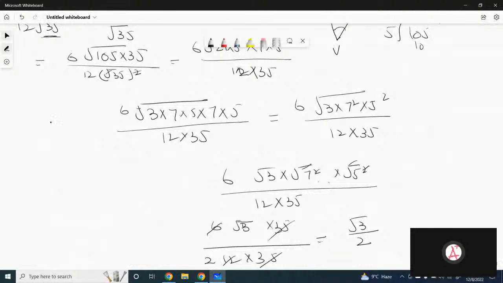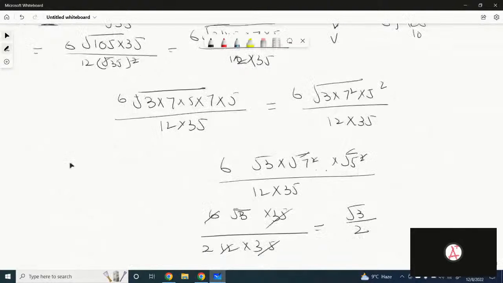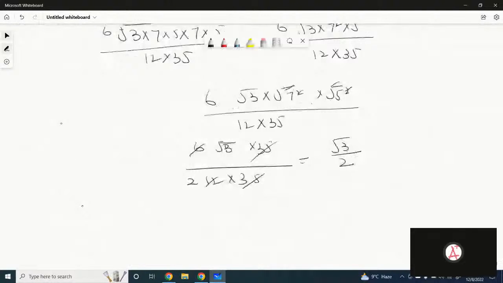I am simplifying them to write the answer in the simplest form. So that means cos V equals square root 3 over 2. Got it? Now we have to see at which angle the cos has the value square root 3 over 2. When you have cos 30, that equals square root 3 over 2. Got it?